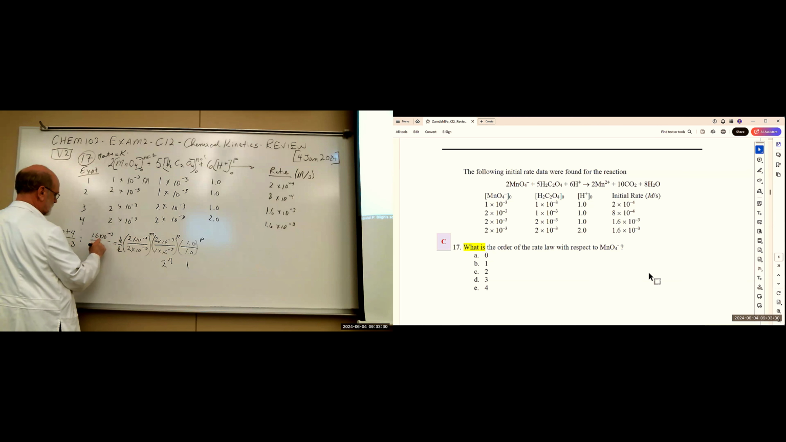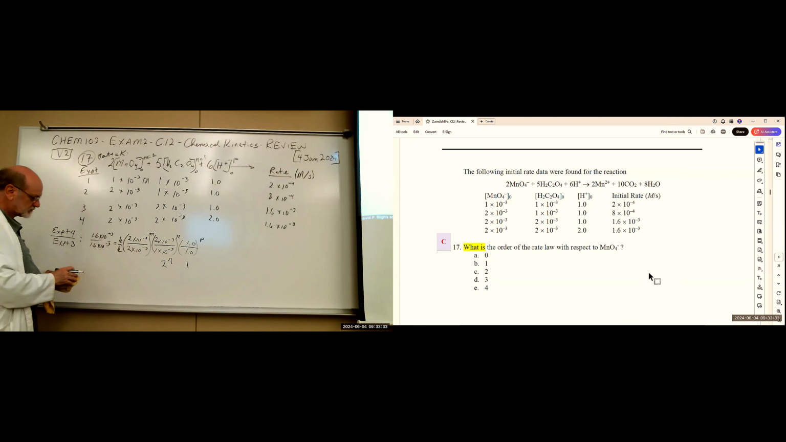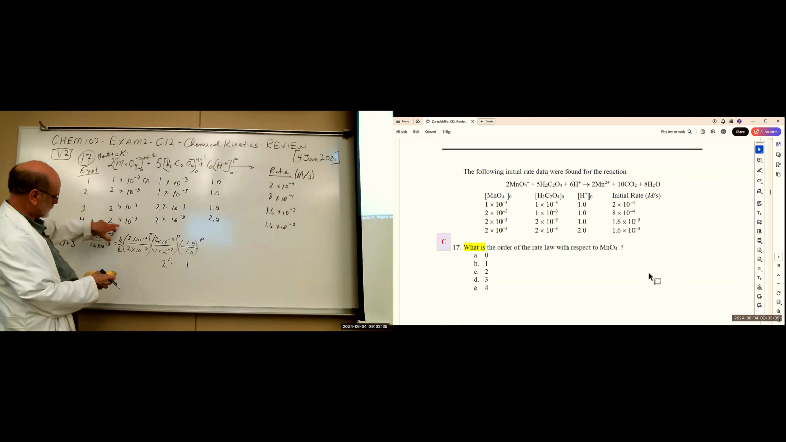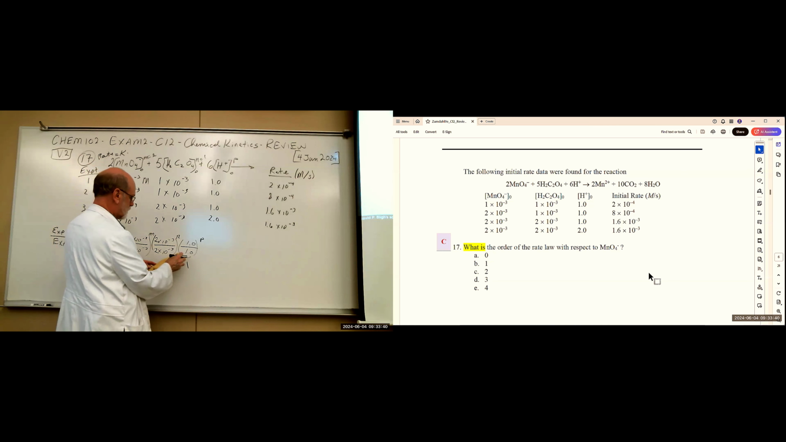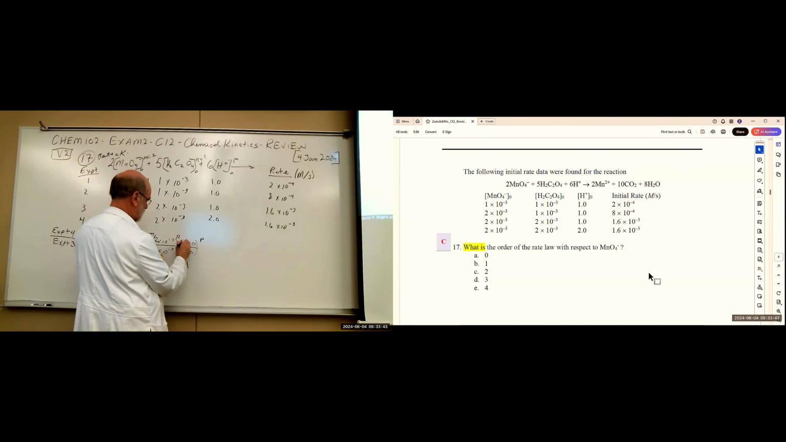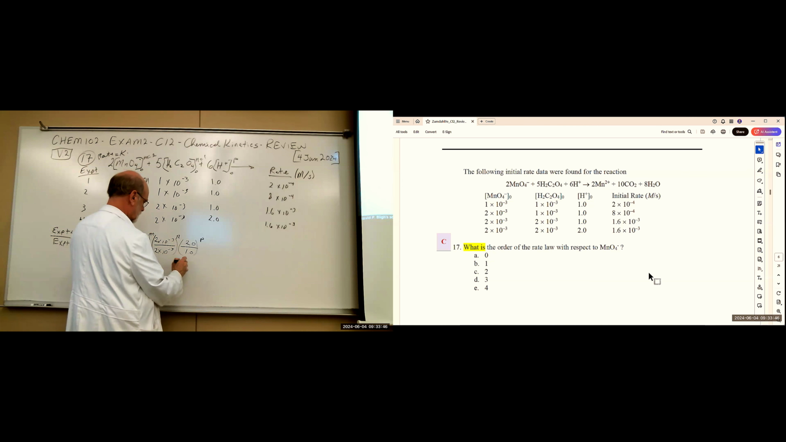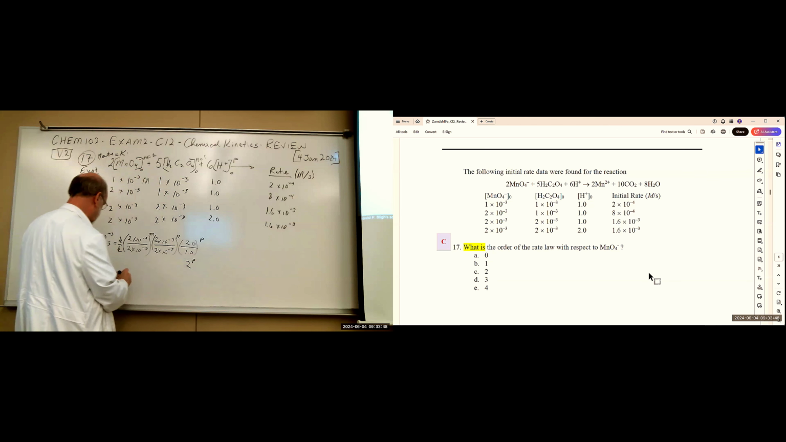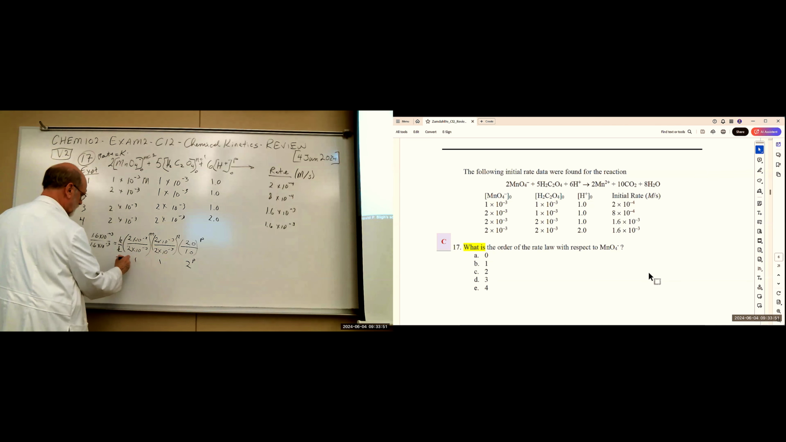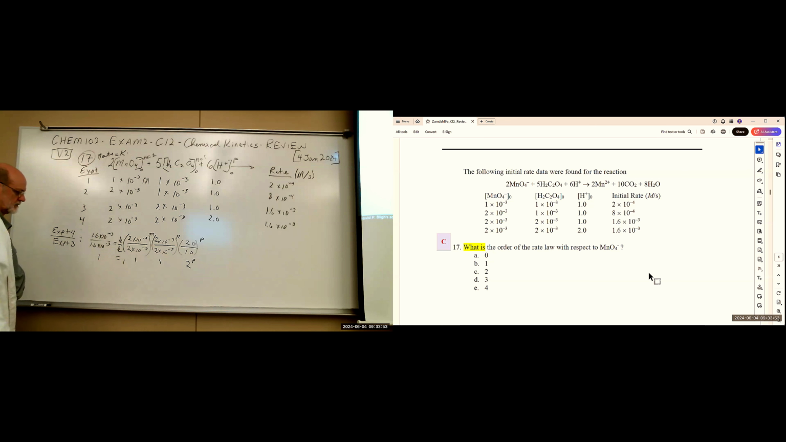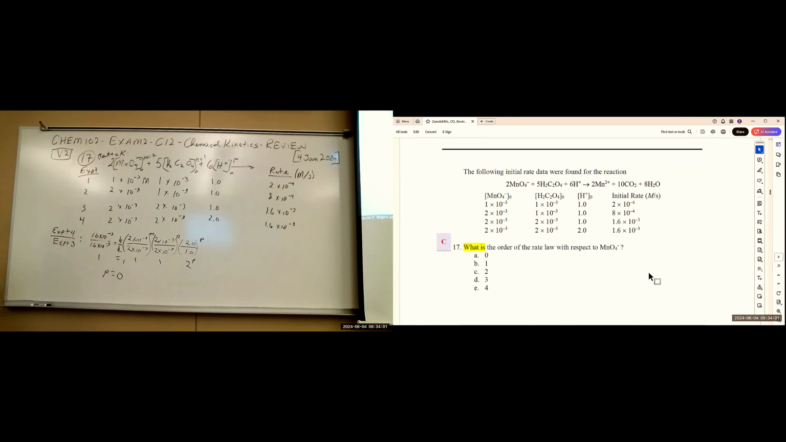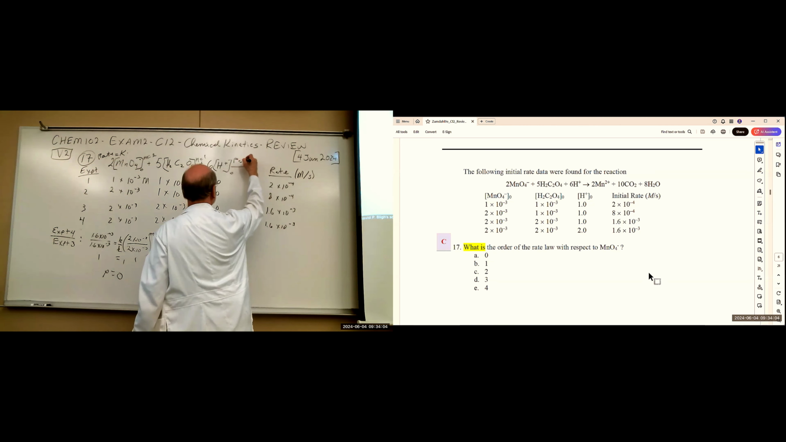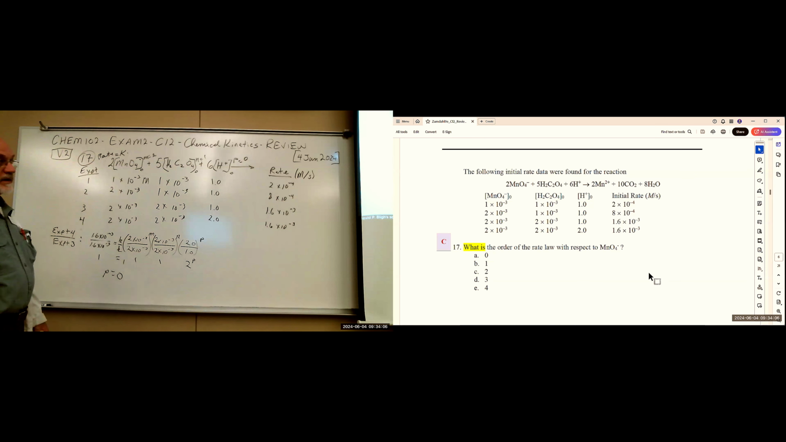And 1.6 times 10 to the minus 3. And these are still going to be 2 and 2. These are going to be 2 and 2. And these are going to be 2 and 1. So that's going to be 2 to the p power equals what? Because that's 1, 1, and 1. This is 1. Okay, so p is 0. So this one is 0. And it's not even going to appear in the rate law.